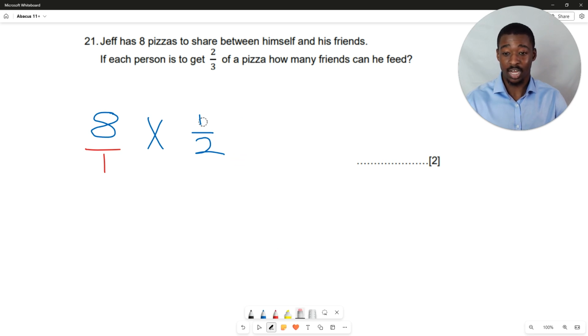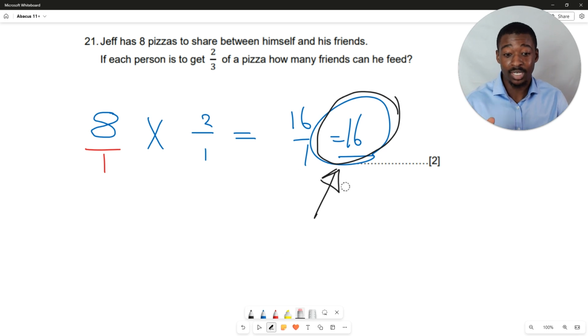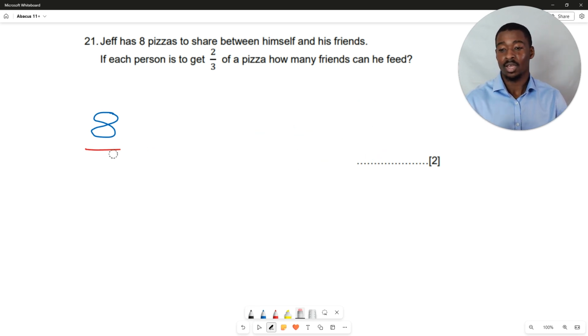So now we don't have 1/2, we have 2/1. But can you see what we've done there now? We have 8 times 2, 1 times 1, we have 16/1 or 16. Remember we said that if Jeff had 8 pizzas and each person was to get half a pizza, then he could feed 16 people. We've come out with the same 16 here, which proves what I was saying, that really all we're doing is a division of fractions question.